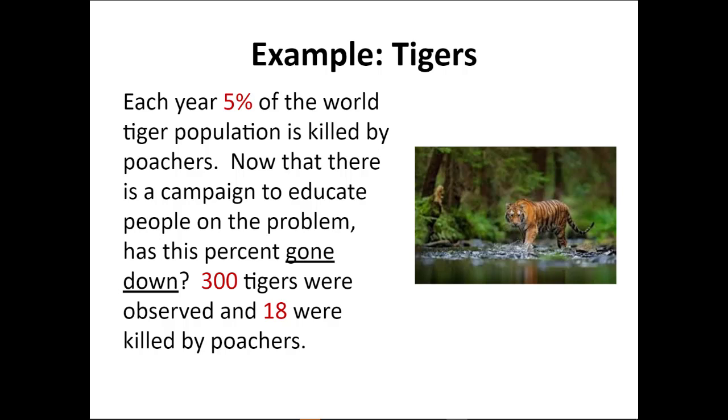This is the example. Each year, 5% of the world tiger population is killed by poachers. Now that there is a campaign to educate people on the problem, has the percent gone down? 300 tigers were observed and 18 were killed by poachers. Okay, so let's go ahead and take this over to Ziteboard and we can do all our work there.